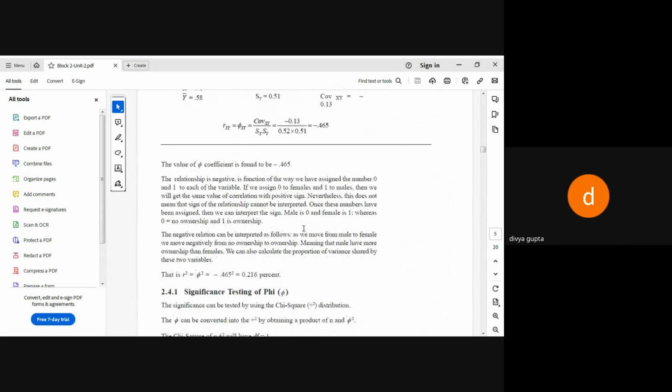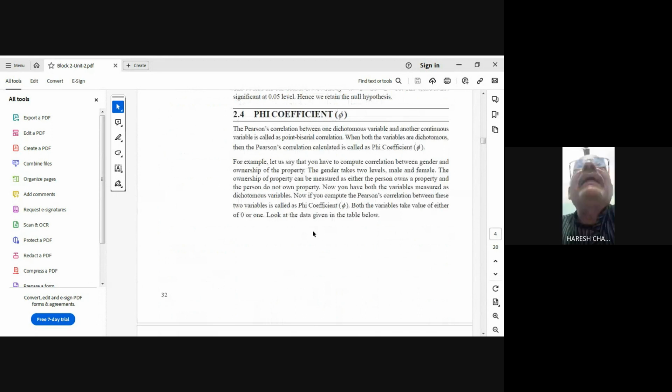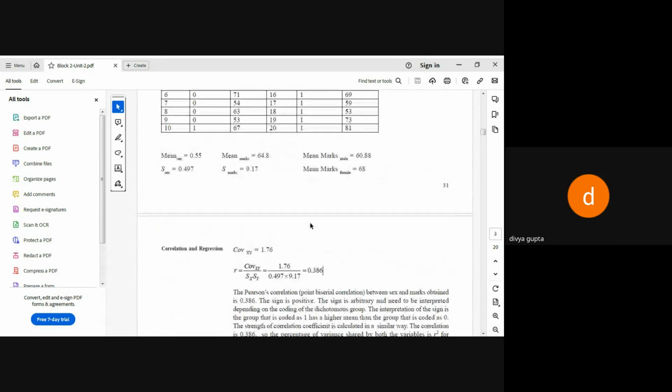Sir, in this we have taken X and Y as male and female, right? Yes, ask me. Sir, we have taken X as male and Y as female for correlation in standard deviation.